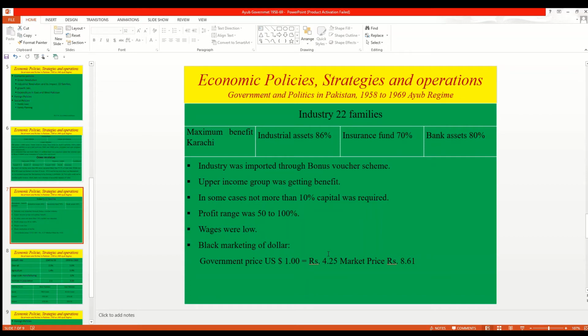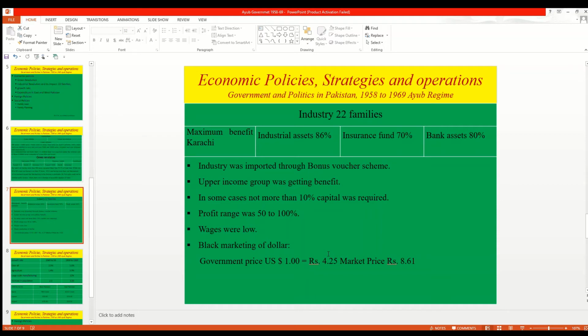Black marketing was also there. Government price of the dollar at that time, one US dollar was equal to 4.25 rupees, while in the black market the price was, one dollar was equal to 8.61.